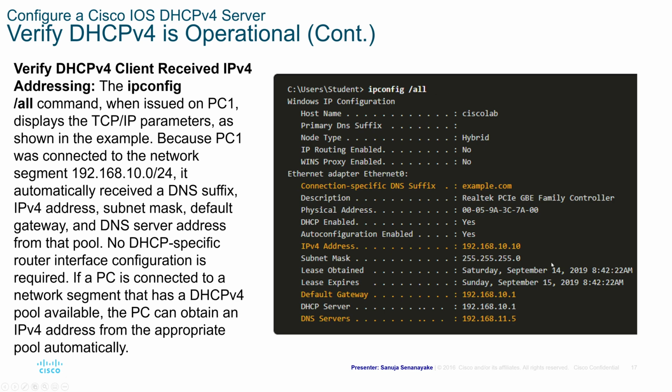the ipconfig /all command, when you issue it on a Windows PC, will display the TCP/IP parameters with lots of information that you need. In here, because PC1 is connected to the network segment 192.168.10.0/24, it automatically receives a DNS suffix, IPv4 address, subnet mask, default gateway, and DNS server address from that pool. No DHCP-specific router interface configuration is required. If a PC is connected to a network segment that has a DHCPv4 pool available, the PC can automatically obtain the IPv4 address from the appropriate pool. In this case, that's what happened.